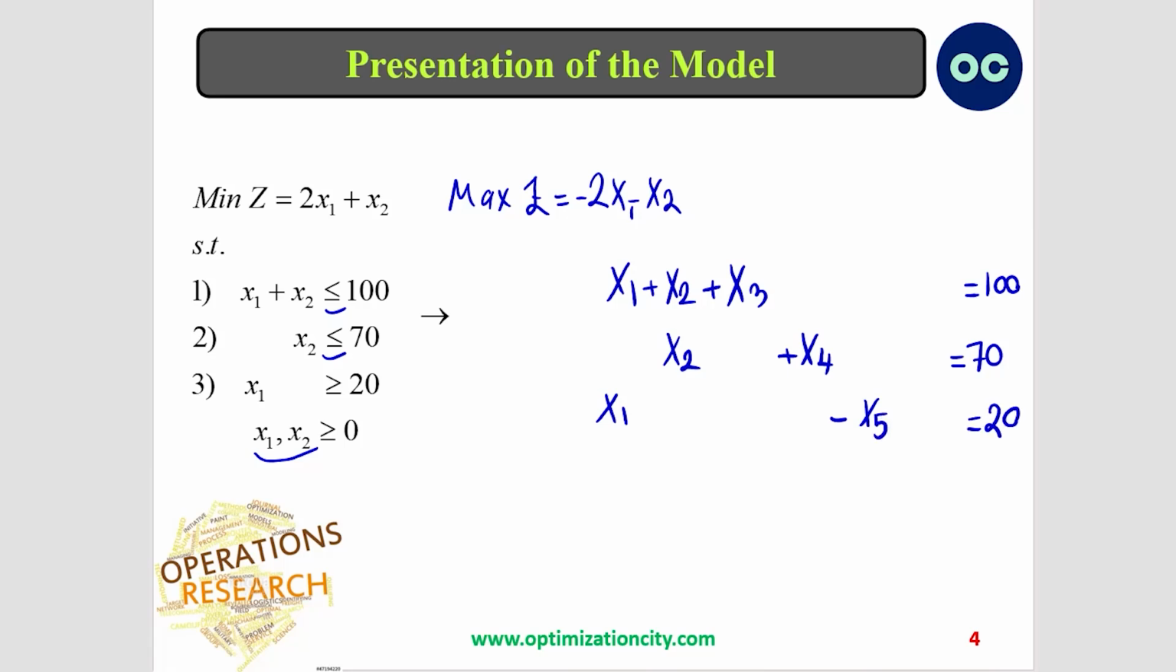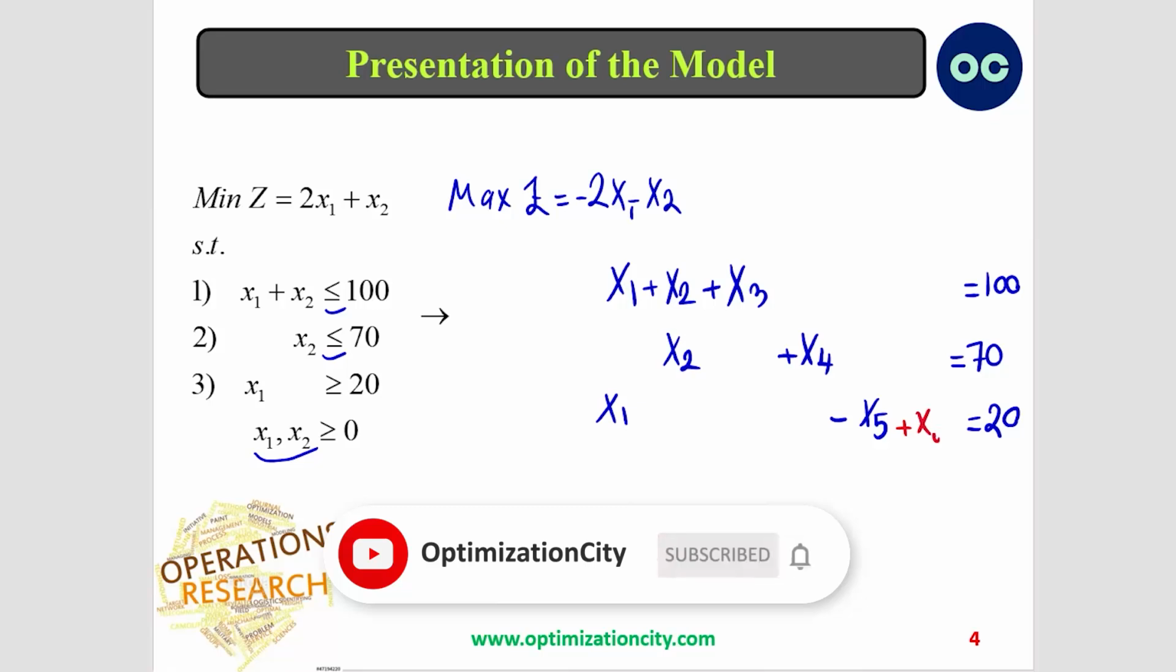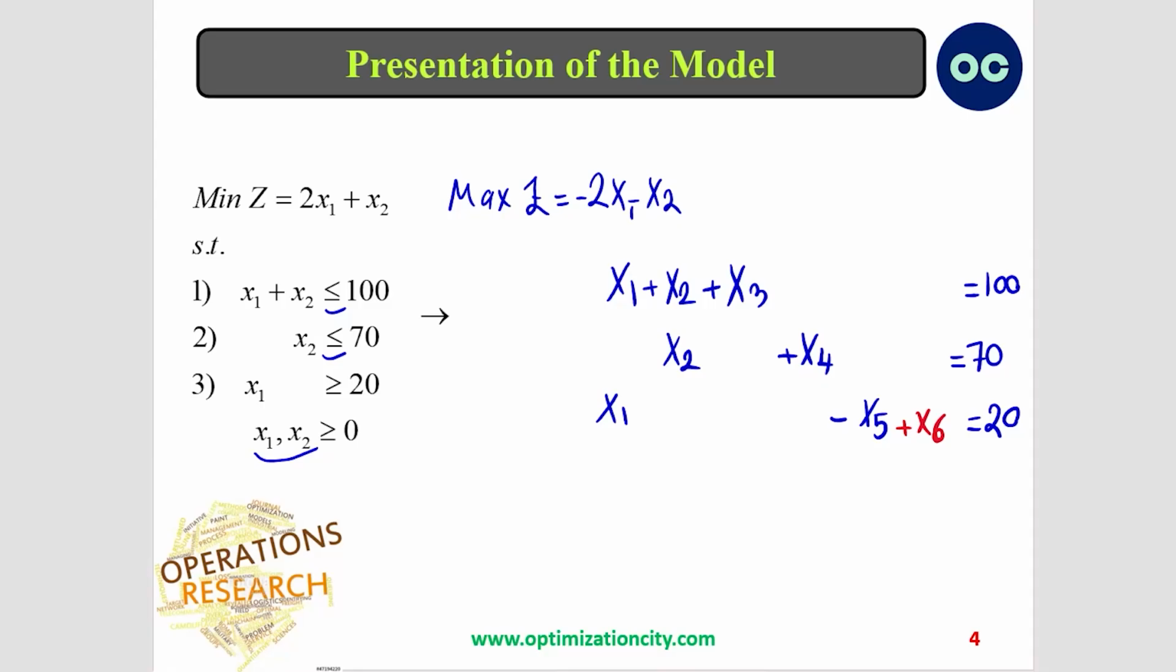But here there is a catch. Every constraint needs a basic variable. So we have x3 and x4 as basic variables for the first and second constraints. But for the last constraint, we don't have a basic variable. To ensure feasibility, we add an artificial variable x6. Now we have the third constraint as x1 minus x5 plus x6 is equal to 20.